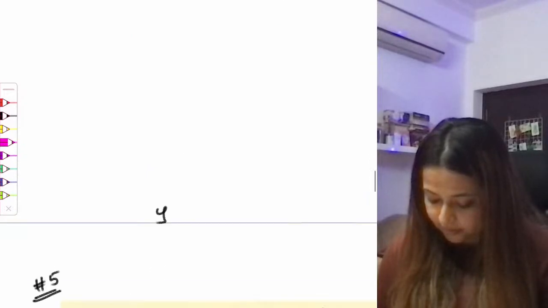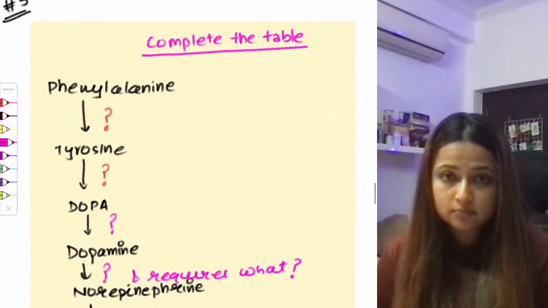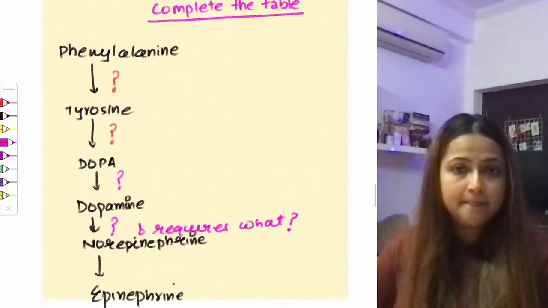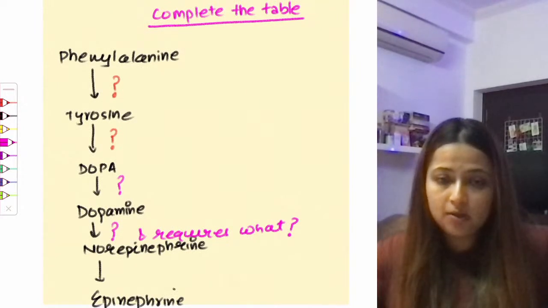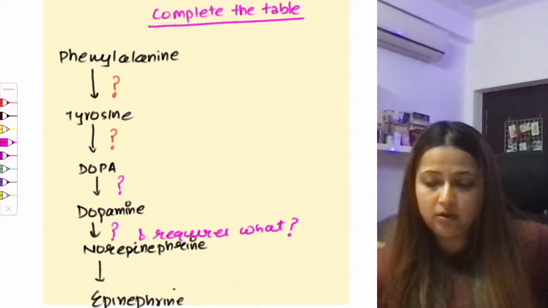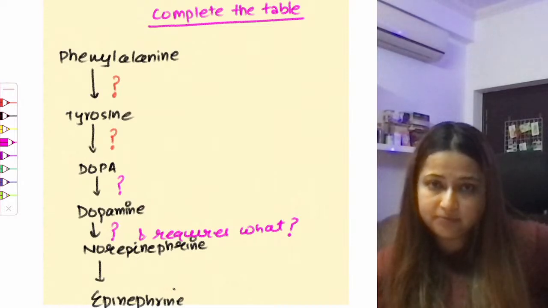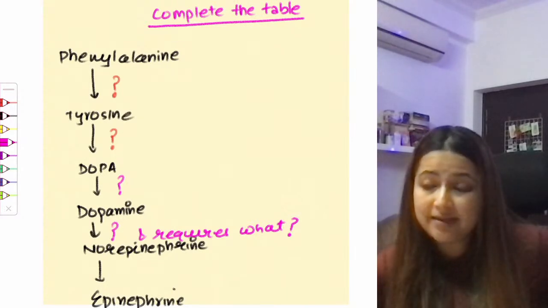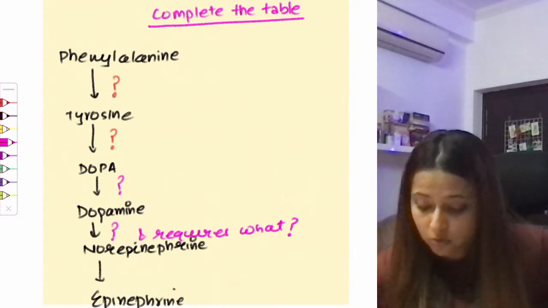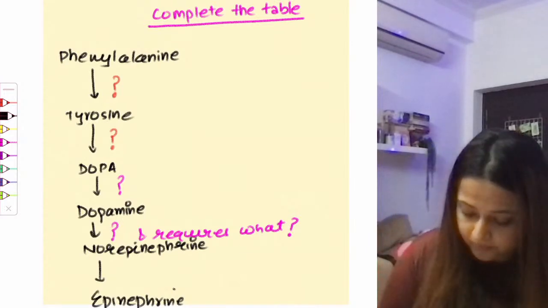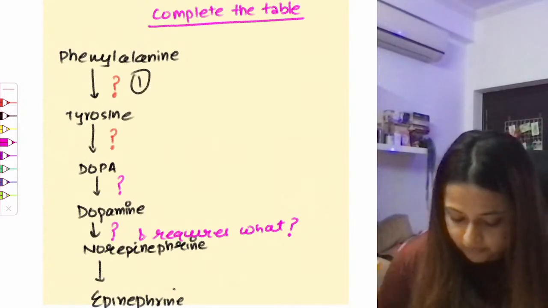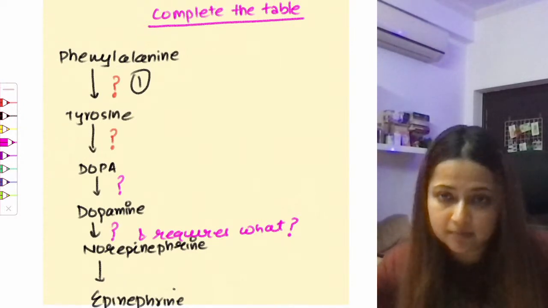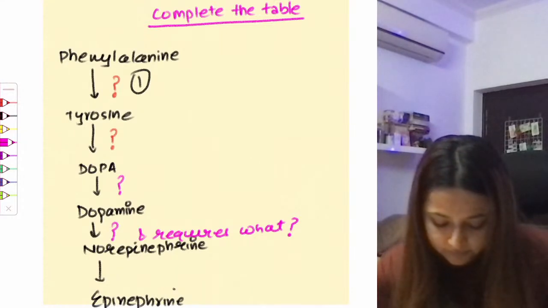Coming to the next flashcard here. Please complete the table. This flowchart is very high yield. Guys, whenever you come across flowcharts, for example here we are talking about catecholamine synthesis, these catecholamines are really important. So how would you complete this? Number one, the question is asking which enzyme is responsible for the conversion of phenylalanine to tyrosine. What would you answer here?